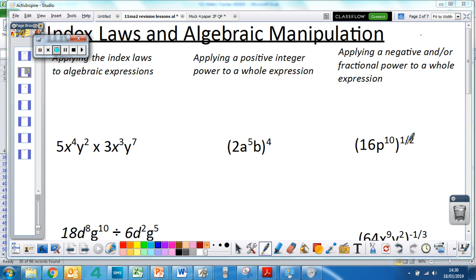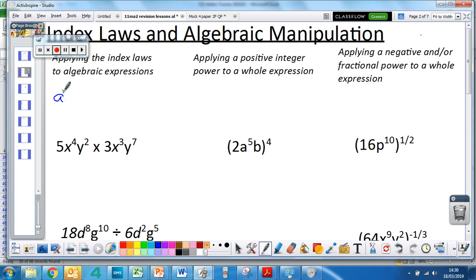Those index laws are things like a to the power m times a to the power n equals a to the power m plus n. It says things like that in revision guides. When you're multiplying, you add the powers. It may say something like a to the m divided by a to the n, when you subtract the powers. It may even say something like a to the m all to the power n, where you multiply the powers. Those are the 3 index laws we saw, the simple ones in our index law lesson.